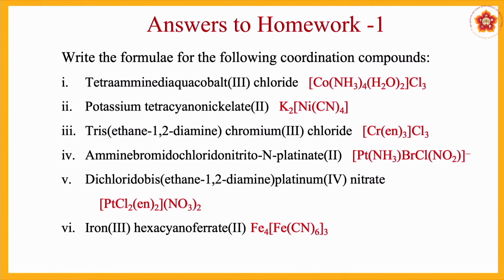The fifth one, dichlorido bis ethane 1,2 diamine. So, Pt, platinum is written as the central metal ion, chlorido Cl2, di it is there, en and it is bis, so therefore that is also twice, and that nitrate NO3 twice is to balance the +4 of platinum. Remember, Cl2 inside is balancing the -2 charge, whereas the other -2 should be balanced by NO3.